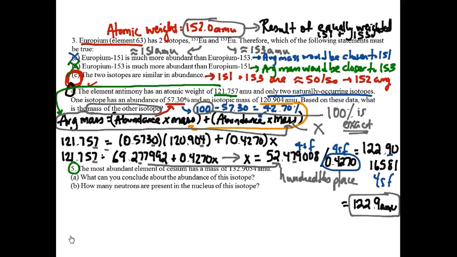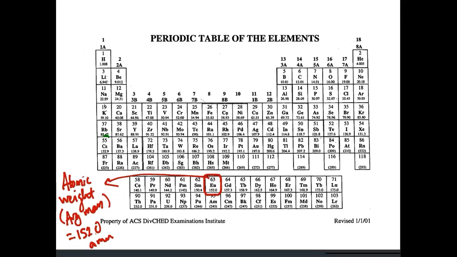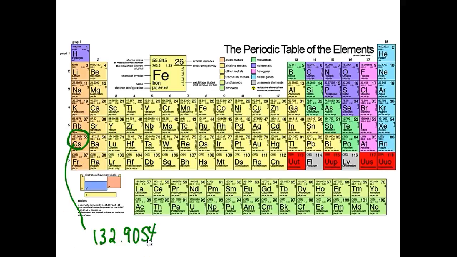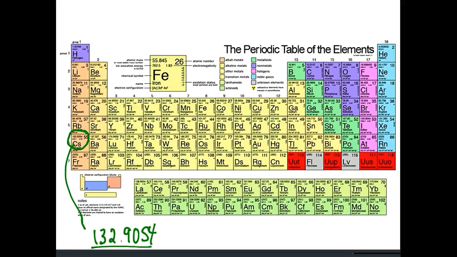Now the last problem: the most abundant isotope of cesium has a mass of 132.9054 AMU. Now, if we look at cesium here, 132.9, this periodic table isn't really very accurate. So if we use a different periodic table, this is one I got from the internet, you can see here 132.9054 AMU. That is the average mass on the table.